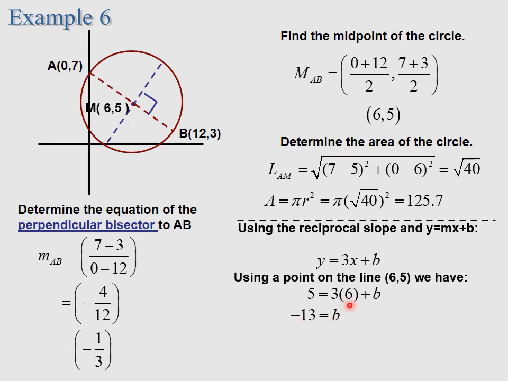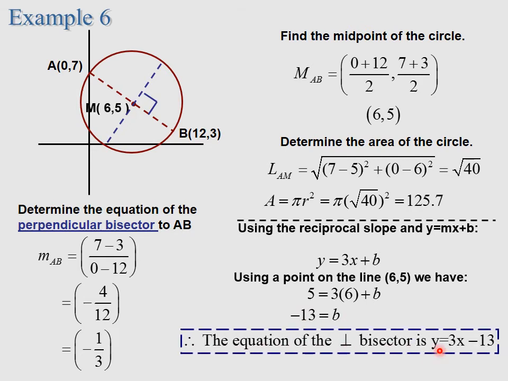So 3 times 6 is 18. It will be negative over here. Negative 18 and positive 5 will give us negative 13. So we found our b. And then finally, we just have to plug it back in to this equation here. So y equals 3x minus 13. And that's the equation of the blue perpendicular bisector. So I've put a blue box around that to show which line it's for.